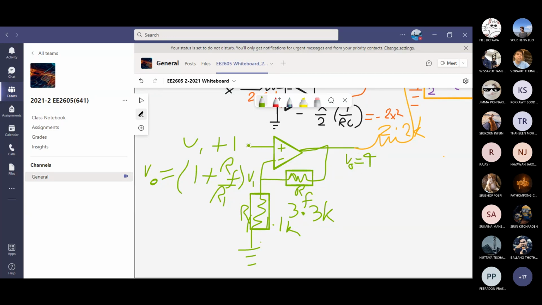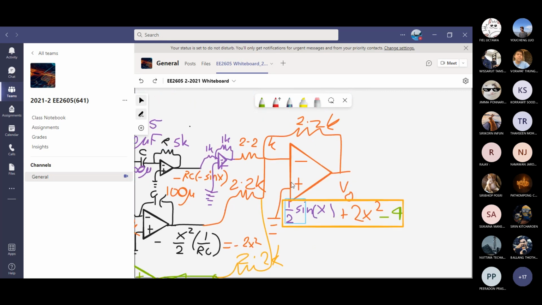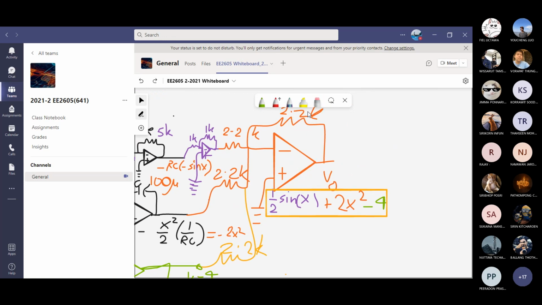This is a non-inverting op amp. What you get out of this stage is going to be a plus sign. And then, because your problem says make the output like this, half sine x plus 2x squared minus 4, when it goes to the summing op amp again, plus 4 multiplied by what? Here is another RF over R3. Third one. This ratio is 1. We get minus 4.